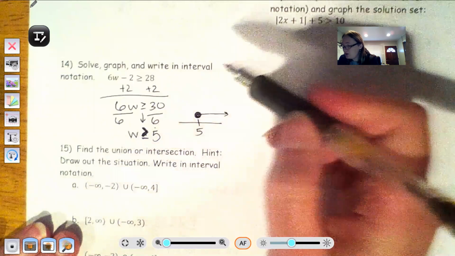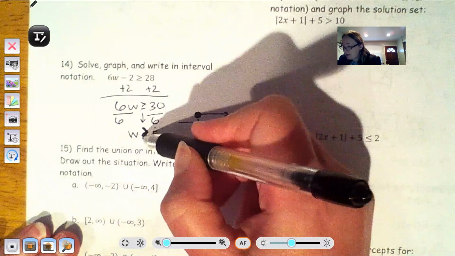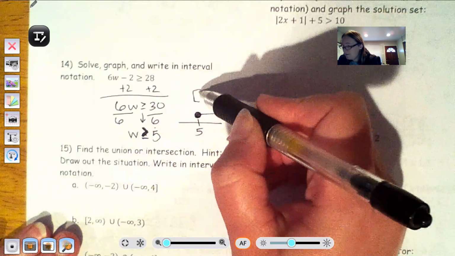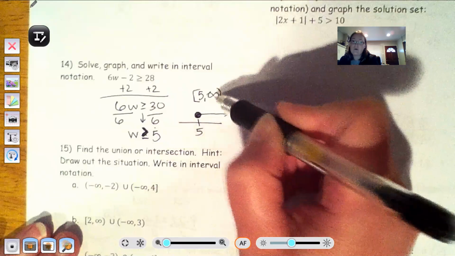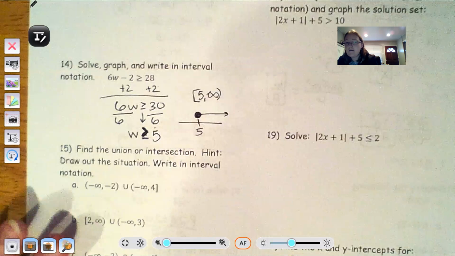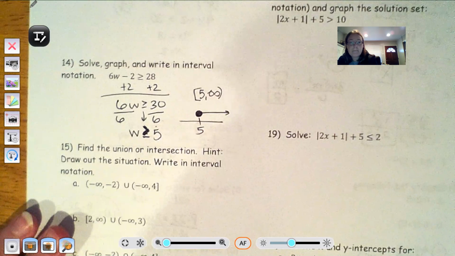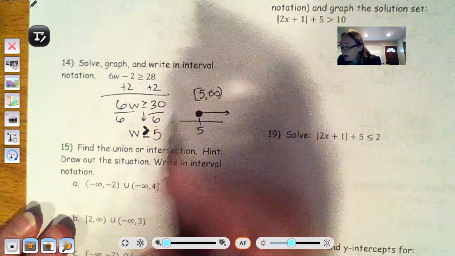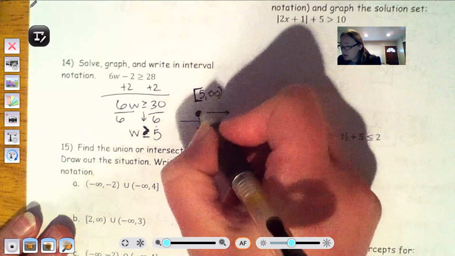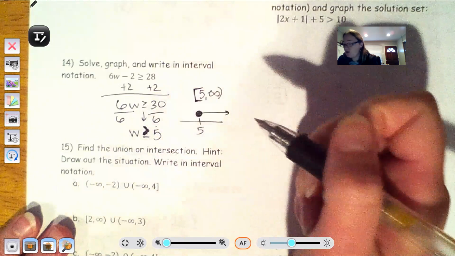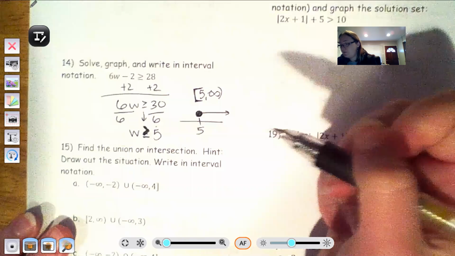And then for interval notation, when it's got the equal, it's got the solid dot, that's when you use a bracket. Right. And infinities always have parentheses next to them. Oh, I'm losing you again. I was just saying the only time you use a bracket is for closed dots. Every other case, you use a parenthesis. Okay.